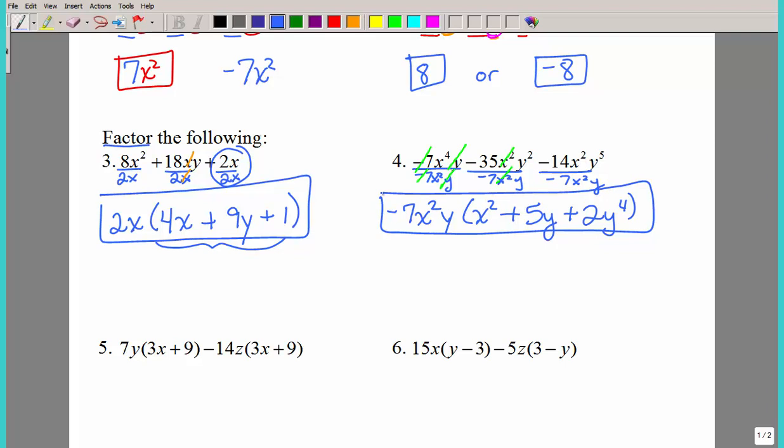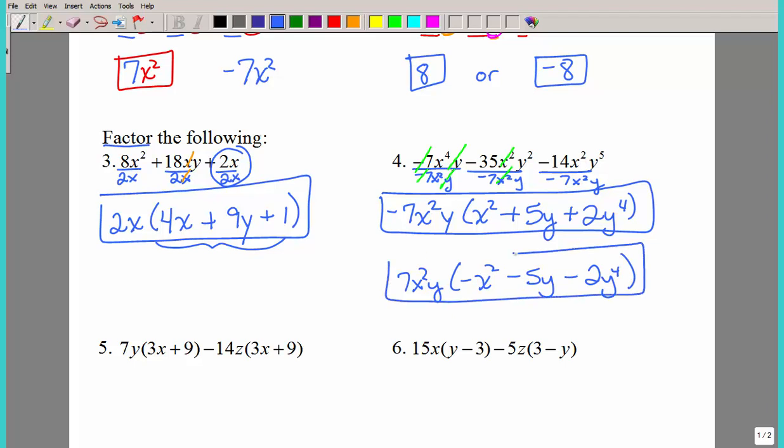So GCF, you want to look at the numbers and the letters, and sometimes a negative is helpful. Now just to say, if you did not take out a negative 7x squared y and you took out a positive, what would happen is you would have the same thing except the signs would change. So this is also an acceptable answer, but I think this one is a little bit prettier.